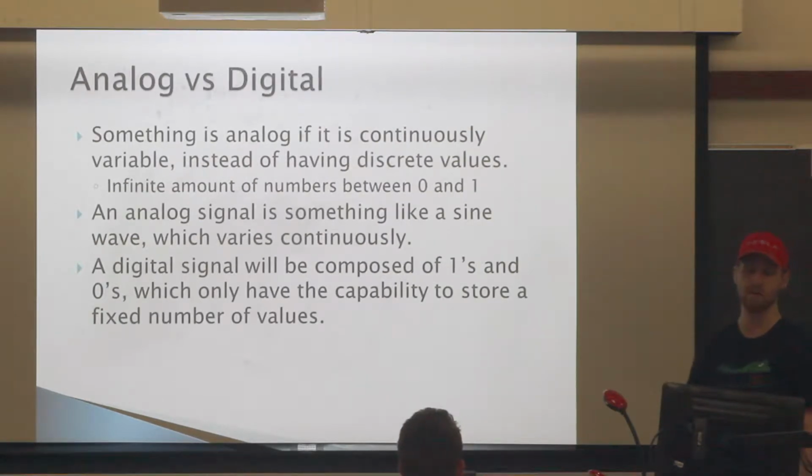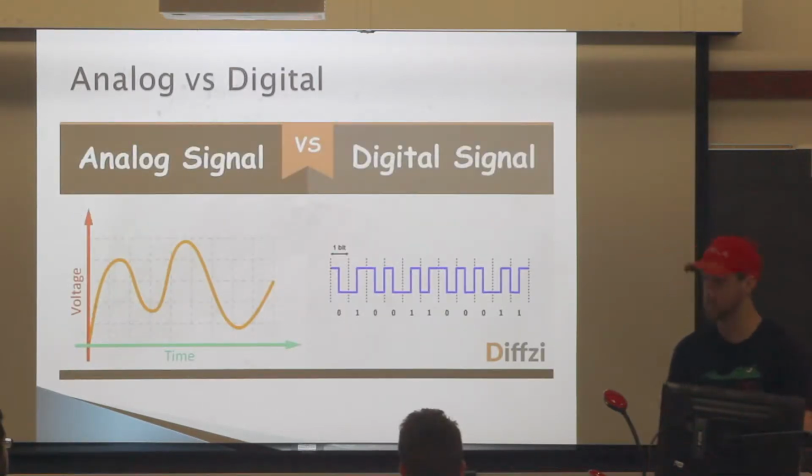So what's the difference? Well, something's analog if it's continuously variable. Think of how between 0 and 1, there's an infinite number of numbers. You can just get infinitely more precise. So an analog signal might be like a sine wave, which varies continuously. A digital signal, on the other hand, is composed of 1s and 0s, so there's a finite number of values that it can hold. Here's an example.